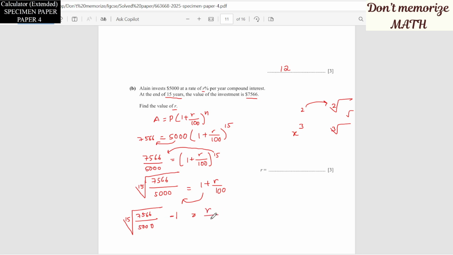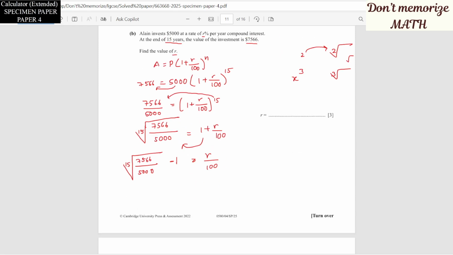Okay, R over 100. Now this divided by 100 we will move, it will become multiplied by 100. So we have 15th root of 7566 divided by 5000. Then outside the root we have minus 1. Then divided by 100 will become multiply, put a bracket. Okay, so multiply by 100 will be R.